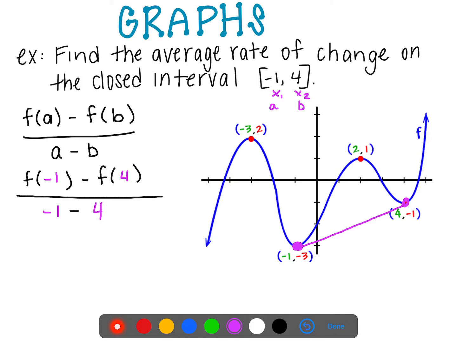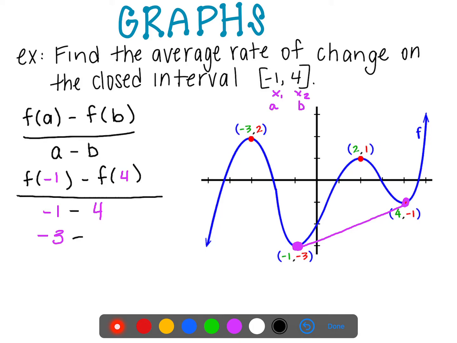So now I need to find f of -1. Do you remember how to do that? F of -1 is just asking you what's the y value when your x is -1. So all it's asking you in this situation, because they're giving you a graph, is to look at the graph and find the y value when your x value is -1. My x value of -1 is right here, which gives me a y value of -3. So I'm going to replace f of -1 with a -3.